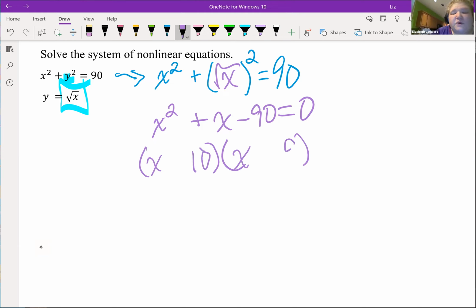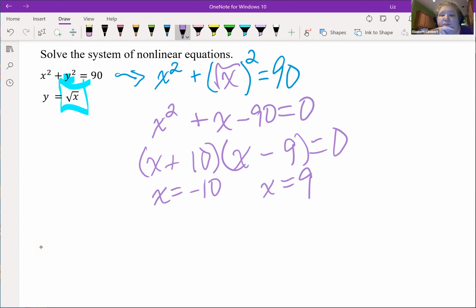But we need a pair of numbers close together so we get a difference of 1 that multiply to 90, so 10 and 9. So I make a positive 10 and a negative 9. 10 minus 9 is positive 1. 10 times negative 9 is negative 90. So there are our lovely binomials. So we're going to get x equals negative 10 and x equals 9.